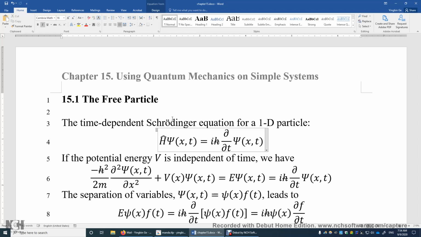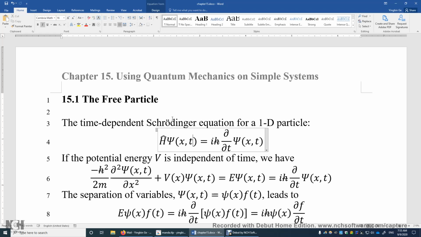First, let's review the time-dependent Schrodinger equation. H psi equals i h bar times the partial derivative of psi with respect to t. H is the Hamiltonian operator. H has a physical meaning, the total energy of the system. Psi is the wave function of the system. i is the square root of -1. h bar is the reduced Planck constant. h bar is h over 2 pi. Delta psi over delta t is how the wave function of the system changes with time.